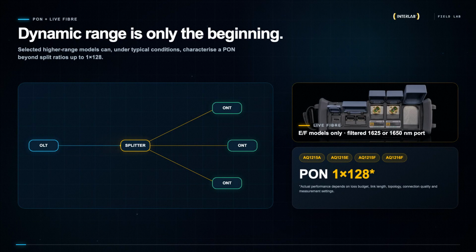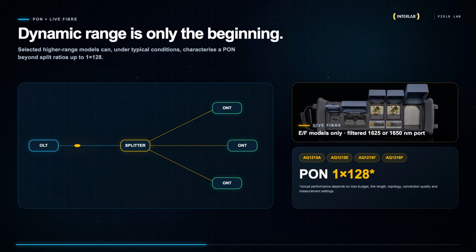In a passive optical network, dynamic range is only part of the picture. The AQ1215A, AQ1215E, AQ1215F, and AQ1216F are intended for more demanding links. Under typical conditions, they can characterize a network beyond split ratios up to 1 to 128. This is not a guarantee for every line. Actual performance depends on the loss budget, link length, connector quality, splitter topology, pulse width, and selected model.